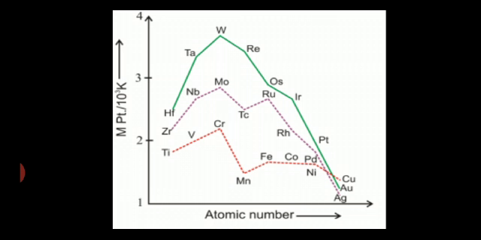So the maxima at about the middle of each series indicates that one unpaired electron per d orbital is favorable for strong interatomic interaction. We can say that. Clear? So in this way, you have understood why it has got a higher melting point in the middle, and then after that why the melting point decreases. We can say that. Clear?